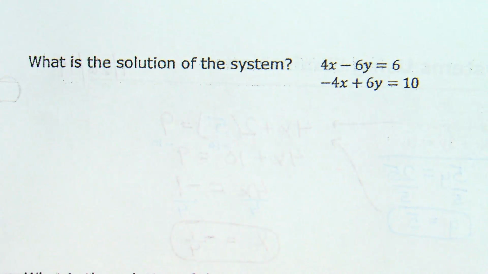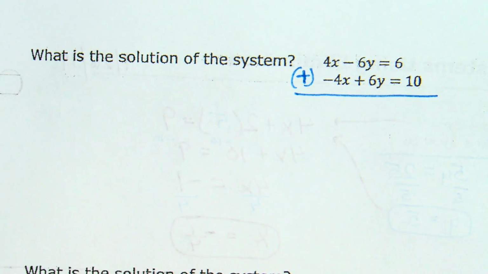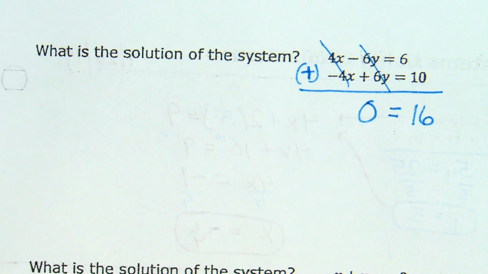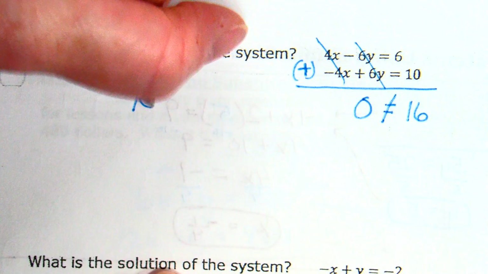They're opposite signs, so opposite signs, I add. What is 4x plus negative 4x? 0. It cancels. What is negative 6y plus 6y? 0. It cancels. So what remains on the left side? 0. On the right side, 6 plus 10? 16. Just because I want to make sure we saw an example, what do you know? No solution. My variables canceled out. Okay. And then does 0 equal 16? No. So that is an example of no solution.